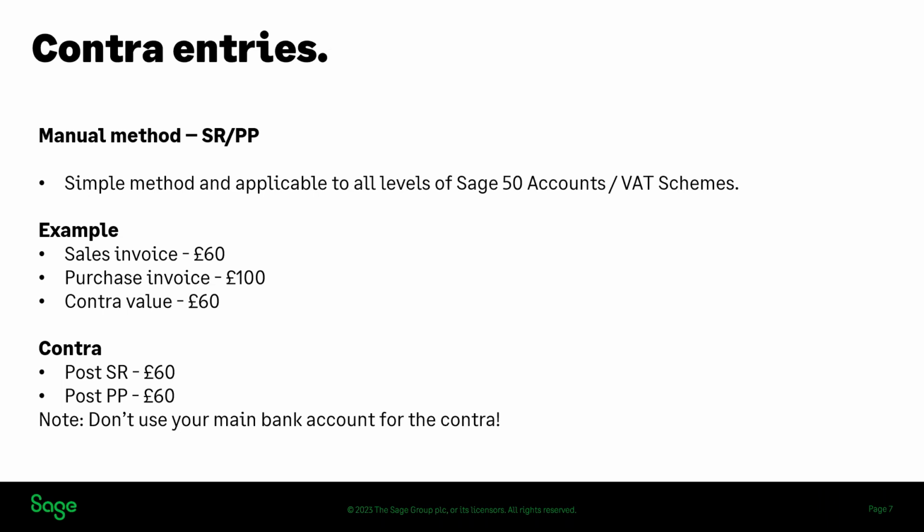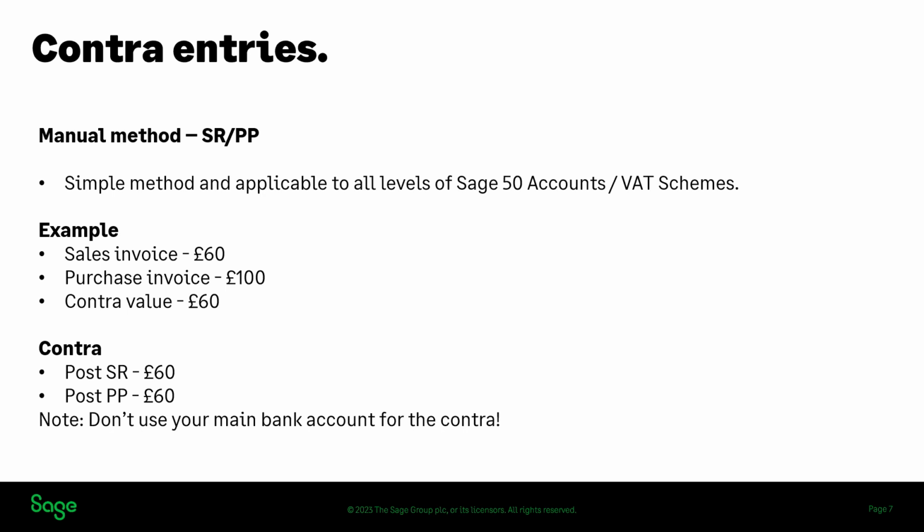It's a very simple method, applicable to all levels of Sage 50 accounts. When I say levels of Sage 50 accounts, it doesn't matter whether you're on the essentials level of the software, the standard level, or the professional level. You can use this method. It's also applicable to all VAT schemes. Basically you would determine the contra value and post a customer receipt against the customer for that contra amount, and then post a supplier payment against the supplier for that same amount, leaving you with an outstanding balance.